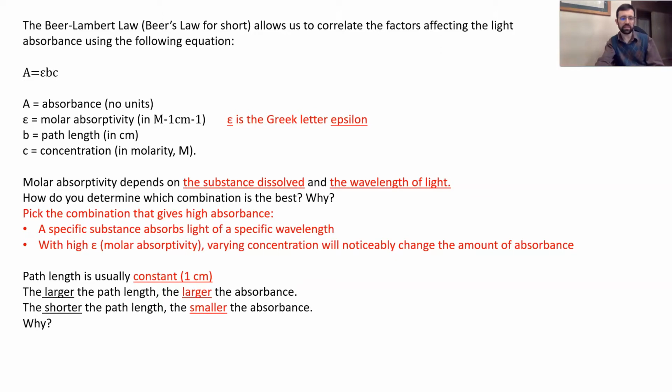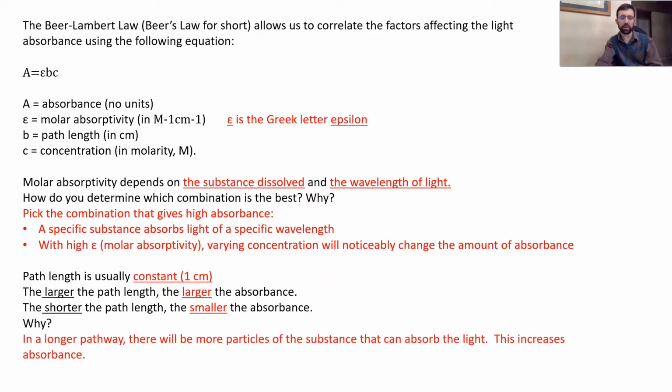Okay, why is it that the longer path length gives you a larger absorbance? In a longer pathway, there will be more particles of substance that can absorb the light. You're passing through a longer path, you're going to see more particles along the way than if it were a shorter path length. That increases the absorbance.